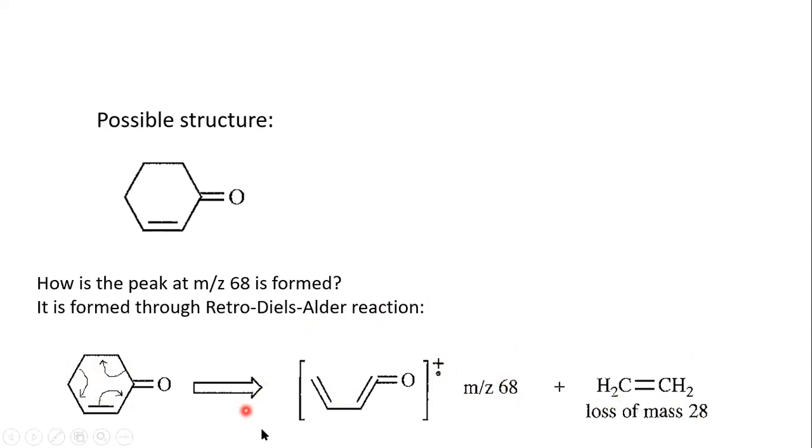And 68 is a very intense peak representing a very stable radical cation, and this is formed because of this cleavage, and this cleavage is known as the retro Diels-Alder reaction. Remember that the retro Diels-Alder reaction also occurs, if possible, in the ionization chamber of a mass spectrometer, and as a result we get these peaks. So this is how we can explain the formation of this peak at m/z 68. I hope that now you will be able to follow this type of strategy and find out the structure of different compounds.